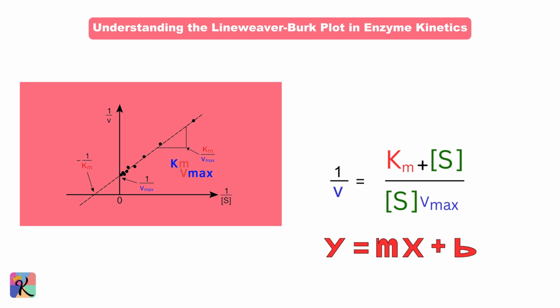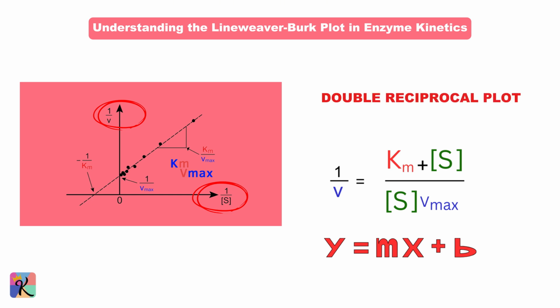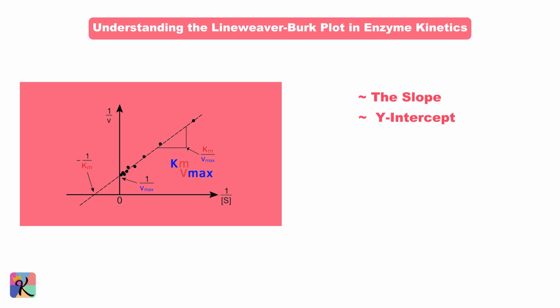Though it might seem complex at first, the equation simplifies into a straight line format that makes analyzing enzyme kinetics much easier. In this linear equation, 1 divided by V is plotted on the y-axis, and 1 divided by the substrate concentration on the x-axis. Because both axes involve inverse values, the Lineweaver-Burk plot is also called a double reciprocal plot. There are 3 essential features to understand on a Lineweaver-Burk plot: the slope, the y-intercept, and the x-intercept. Let's break down what each of these tells us.